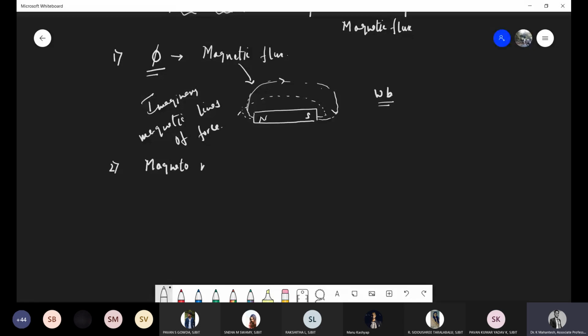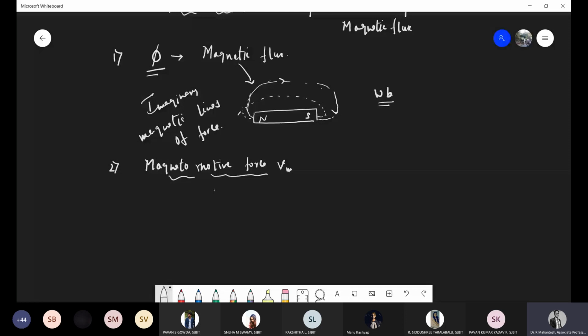Magnetomotive force, MMF. I'll represent it here as Vm. It is defined as a driving force. So what is magnetomotive force? Driving force which produces magnetic flux in the magnetic circuit.